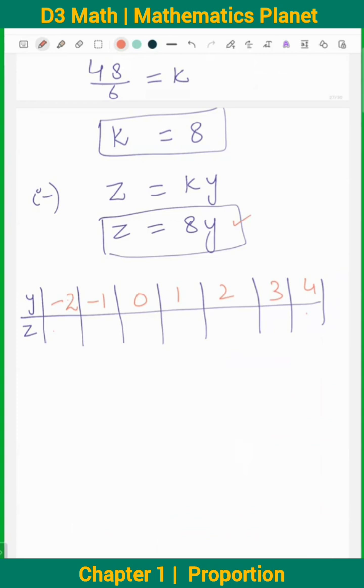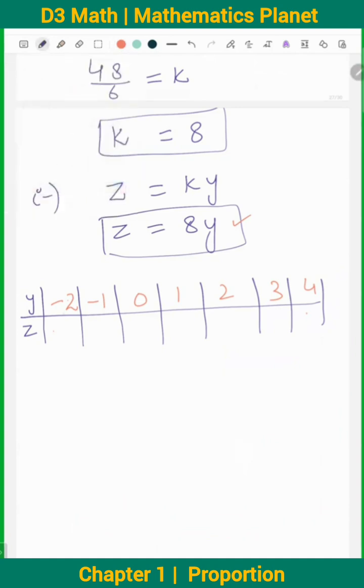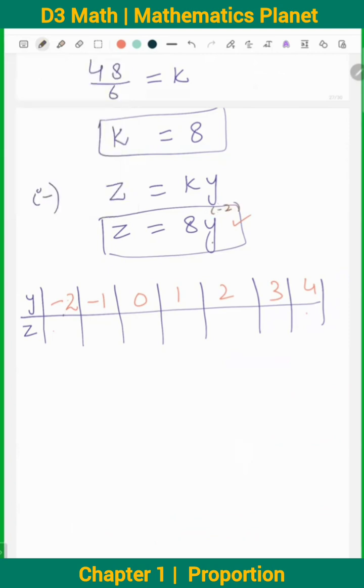Have you all done? Yes. Okay. Now you have to do it with me on the screen. So when y is -2, what will be z? -16. We multiply it with 8, so you will get -16. When y is -1, what will you get? -8.